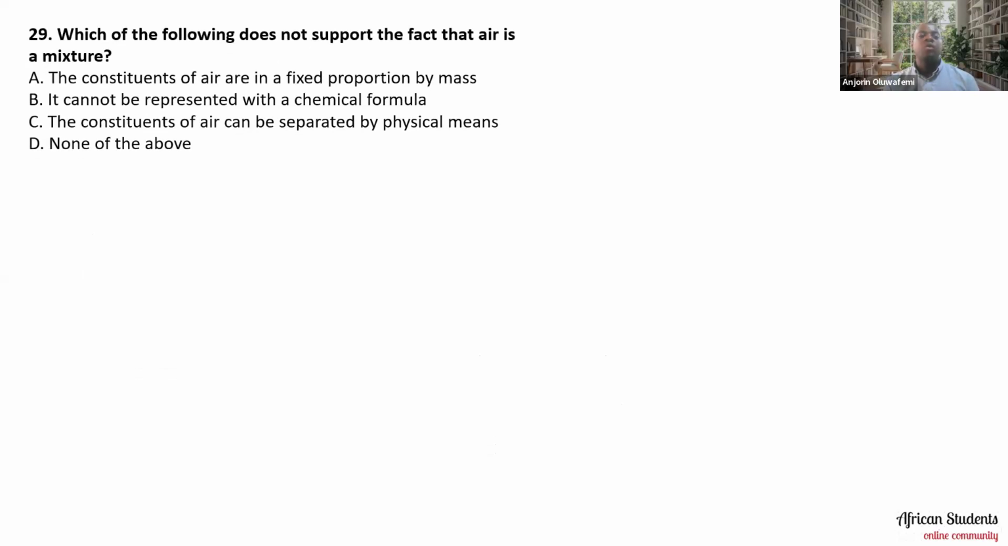This one says that which of the following does not support the fact that air is a mixture? A, the constituents of air are in a fixed proportion by mass. B, it cannot be represented with a chemical formula. C, the constituents of air can be separated by physical means. D, none of the above. So the answer here is that the constituents of air are in a fixed proportion by mass. The answer there is option A.